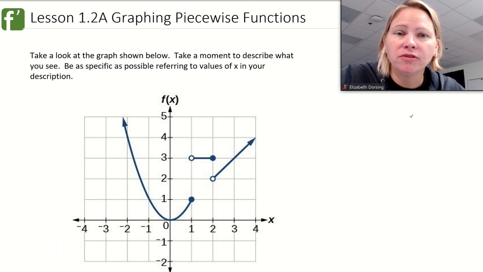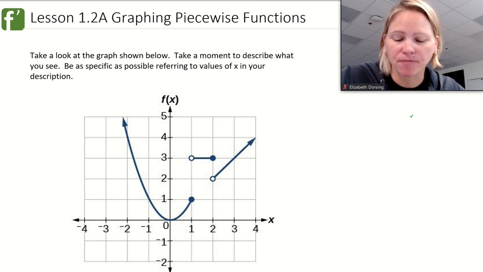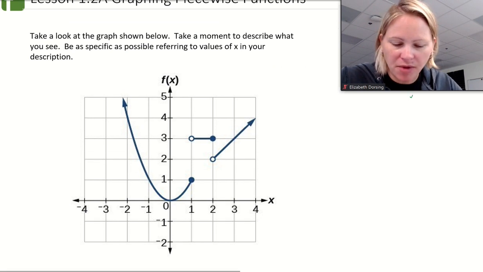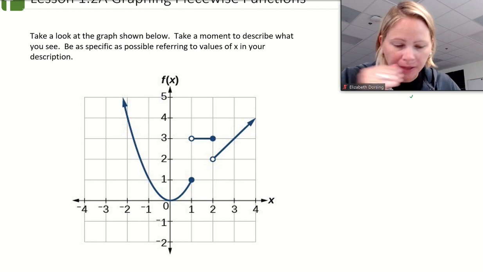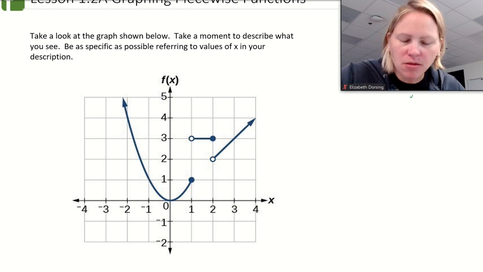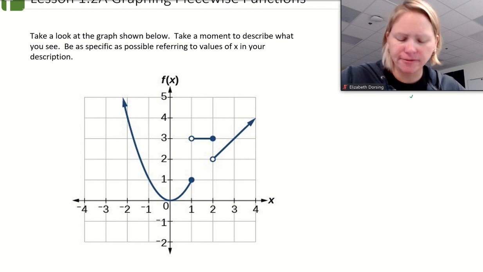Today we're going to be reviewing piecewise functions, how to graph them, and how to write equations of them. So let's take a look at this graph shown below. This is a typical piecewise function. Take a moment. We're going to think about what we see here. And if you want to pause the video and just take it in, that's fine.